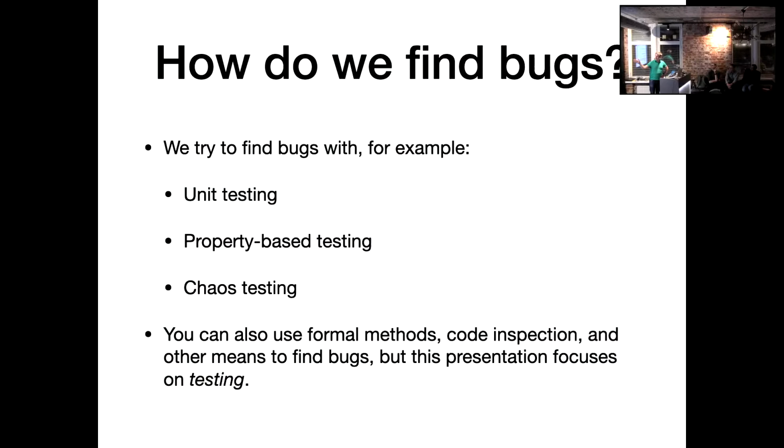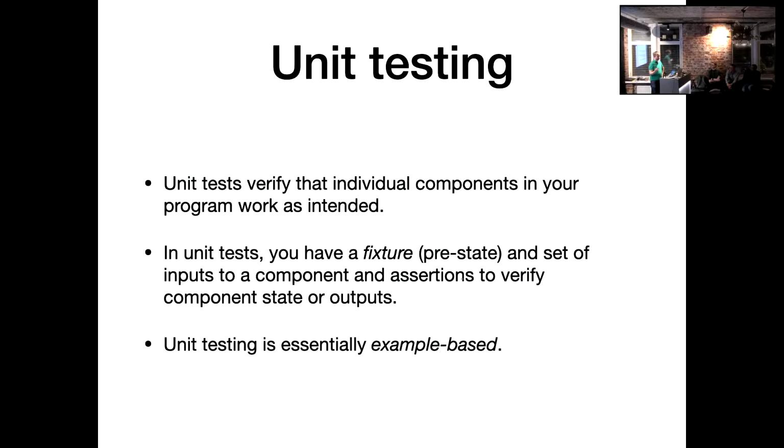Not exhaustive, but unit testing, property-based testing, and chaos testing are the main ones. Something like integration testing I would just include in the category of unit testing. These are the things we use to find bugs. Unit testing verifies that individual components in your program work as intended. The important point here is that unit testing is essentially example-based. In unit tests, you have a pre-state for the test that you run, and then a set of inputs that you write. You give them to a component to assert that the component stays in some state or gives some specific output.